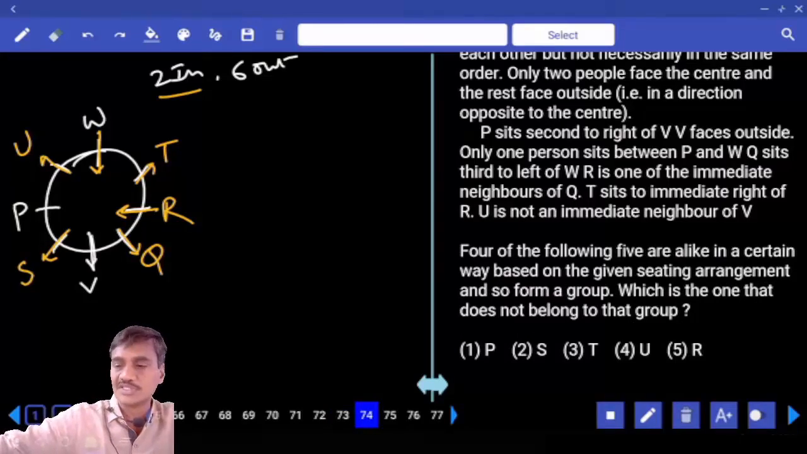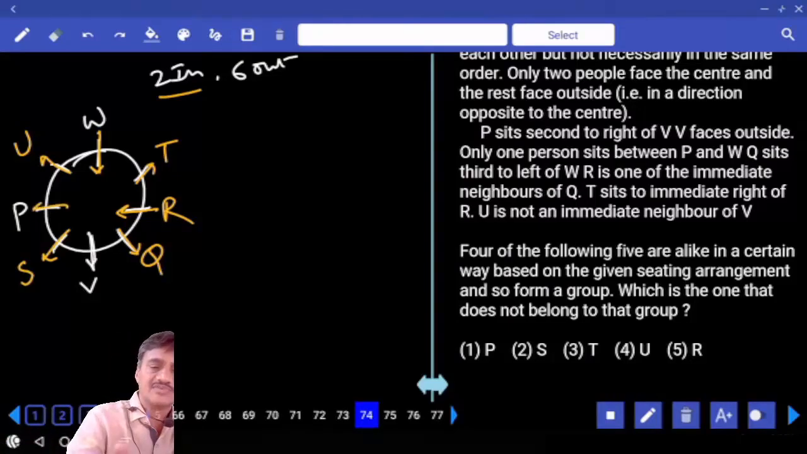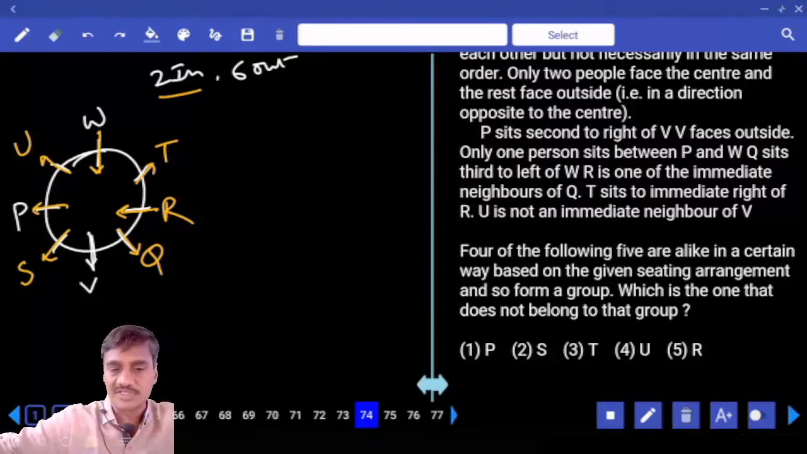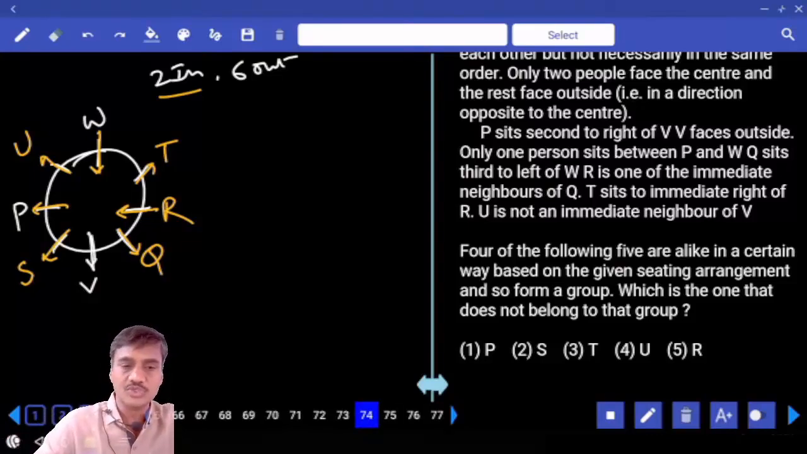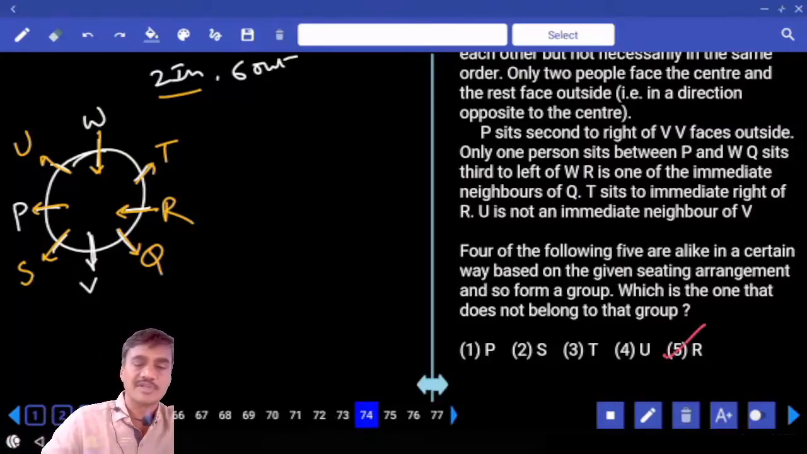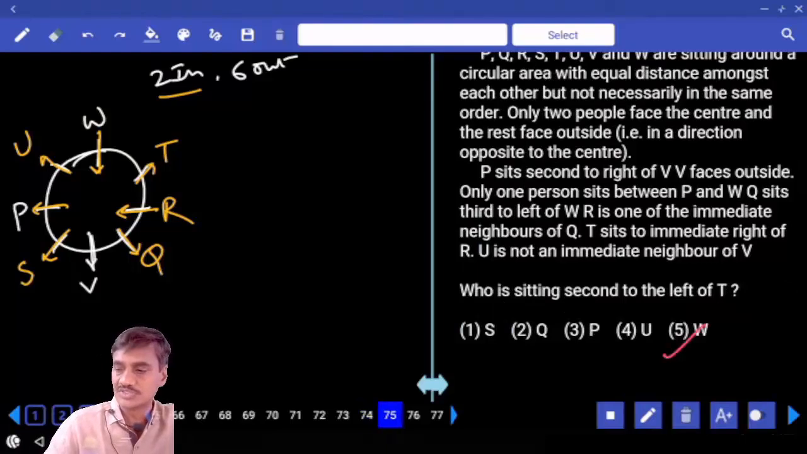Which of the following is the odd one out: P, S, T? P is in which direction? Away from the center. S is away and T is away. R is towards the center, U is away. Except R, the remaining ones are away from the center, so R is the odd one out, towards the center.